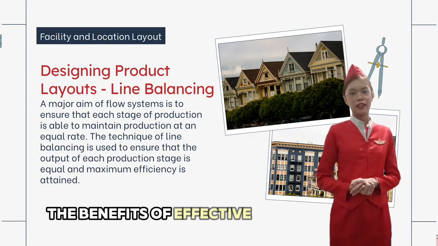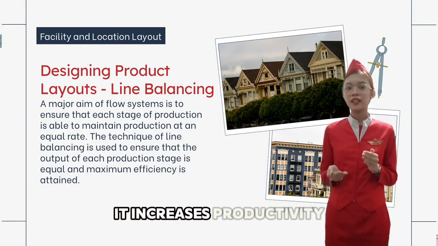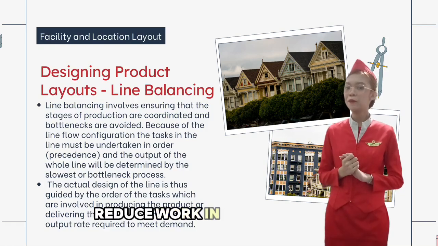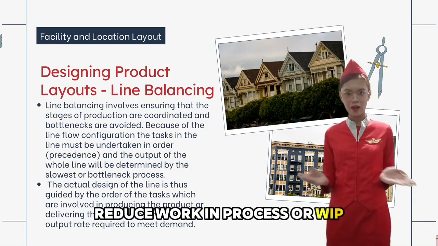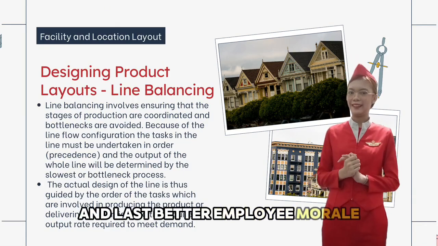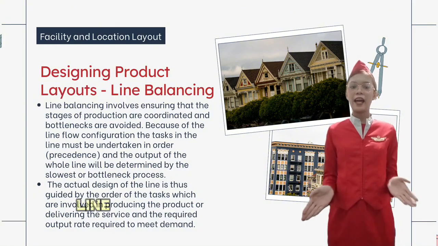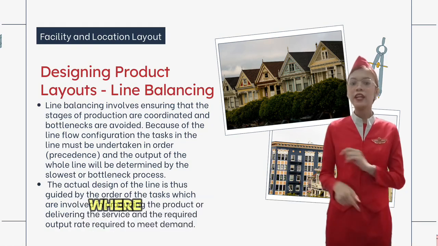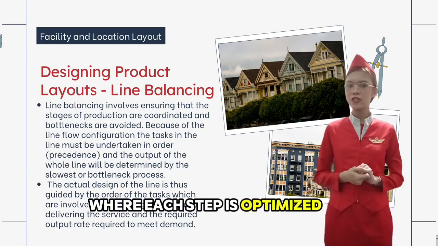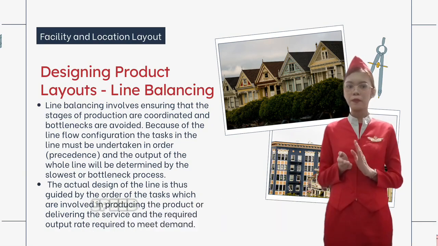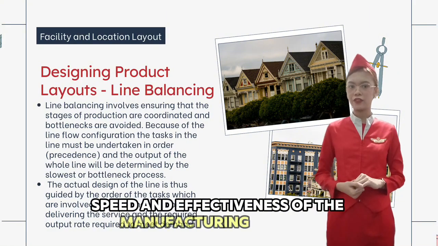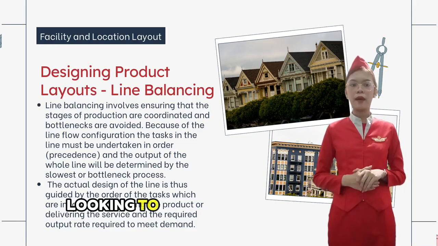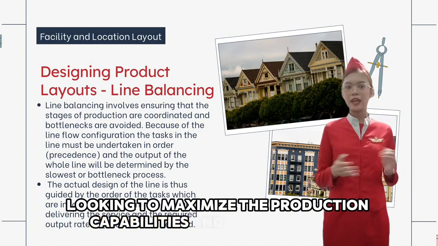The benefits of effective line balancing: it increases productivity, reduces cost, improves workflow, reduces work in process or WIP, and lastly, better employee morale. In summary, line balancing is about creating a harmonious and efficient production where each step is optimized to contribute to the overall speed and effectiveness of the manufacturing process. It is a crucial tool for any organization looking to maximize production capabilities and minimize waste.